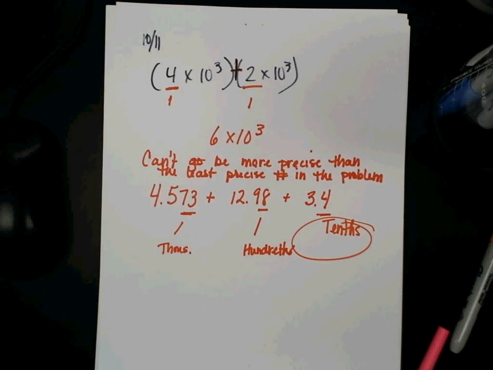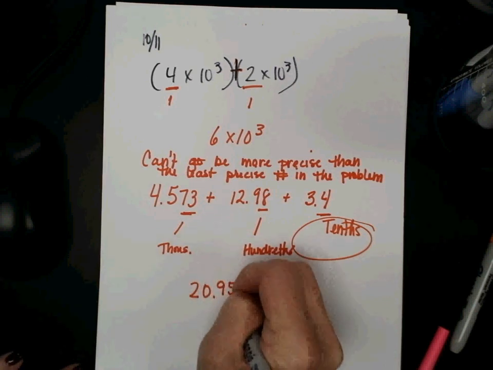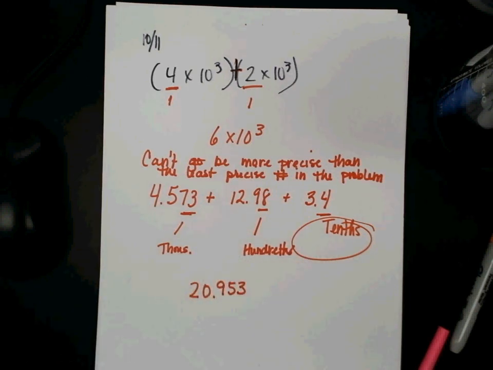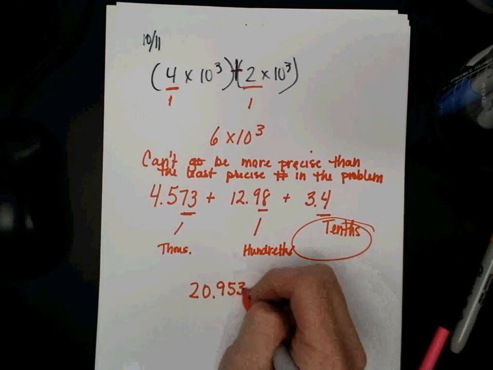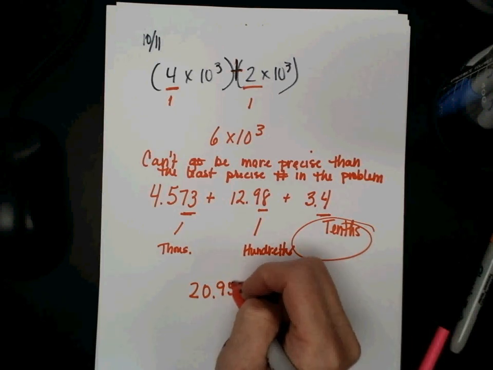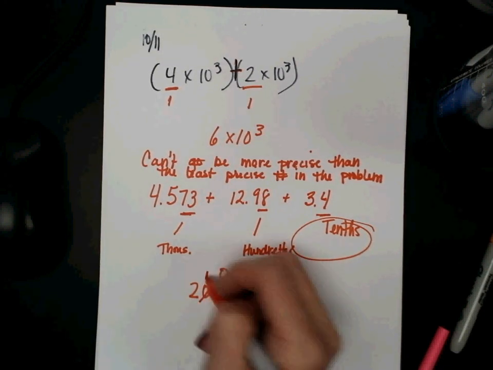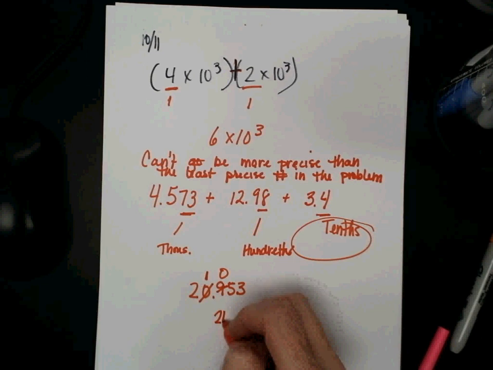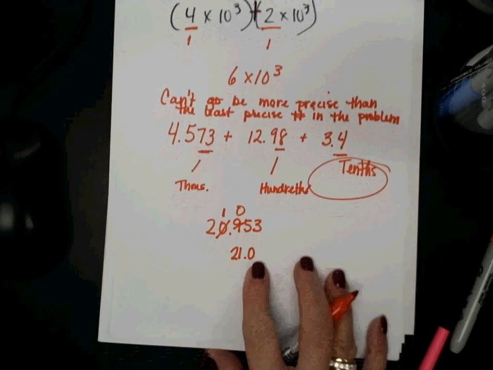Okay, I'm going to write down what I got, see if yours matches it. 20.953. Yes? Alyssa, you good? Okay. All right, so now this answer can only go to the tenths place. So, does the 3 make the 5 round up? No. Does the 5 make the 9 round up? Yes. So this becomes a 0, this becomes a 1. So then my answer would be 21.0, with proper rounding.